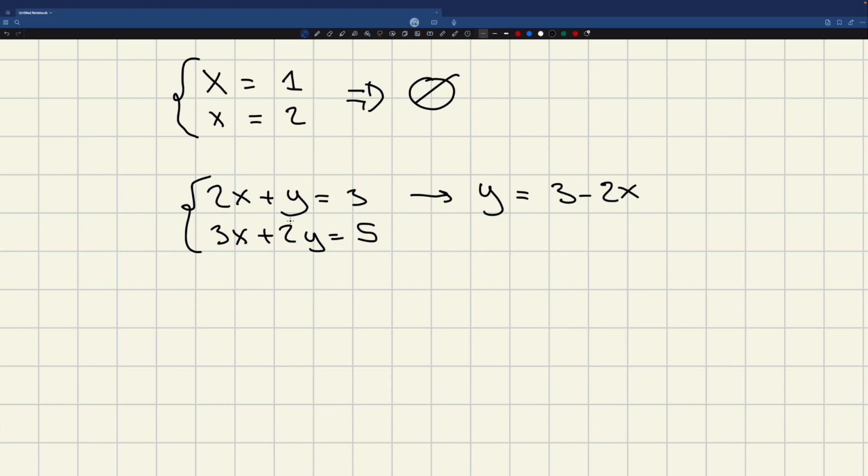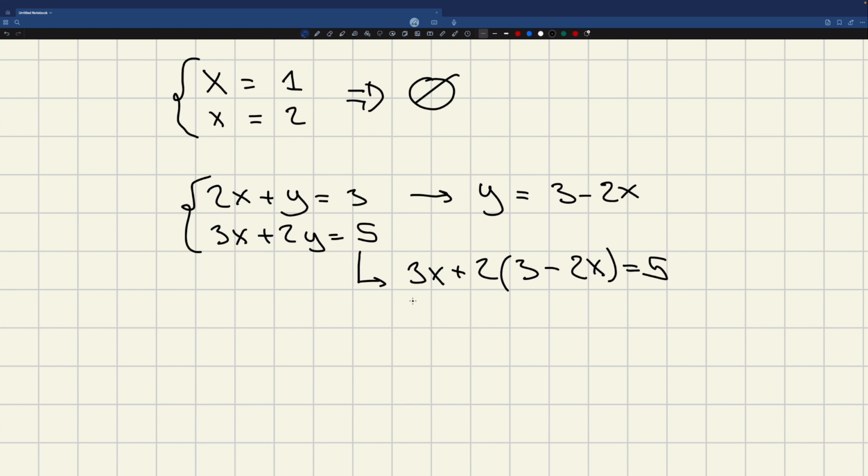Nice. So, now that we know that y is equal to 3 minus 2x, according to the first equation, we can now substitute y into the second equation. So, now that we know that y is equal to 3 minus 2x, we can say that based on the second equation, 3x plus 2 times (3 minus 2x) should equal 5. Again, how did I get that? I just put the value of y over here.